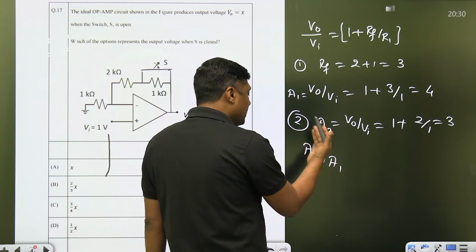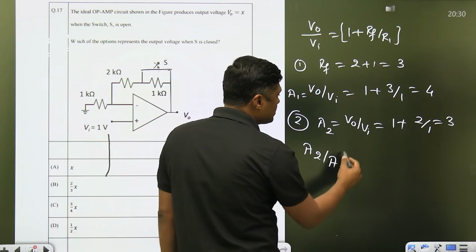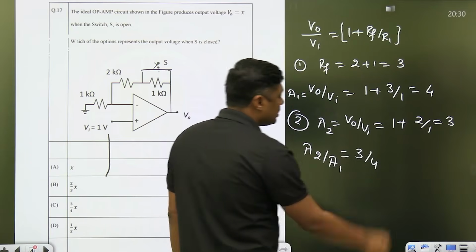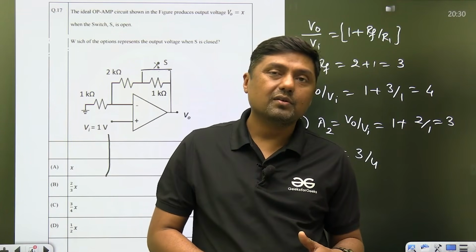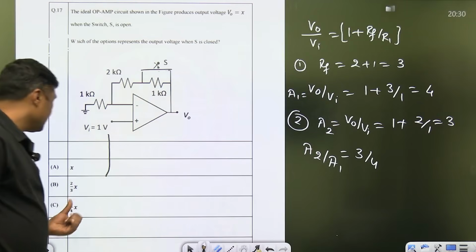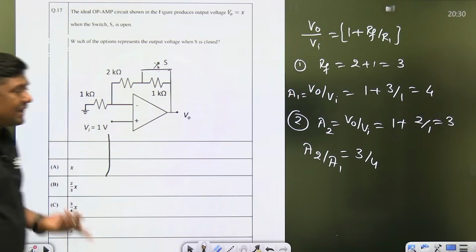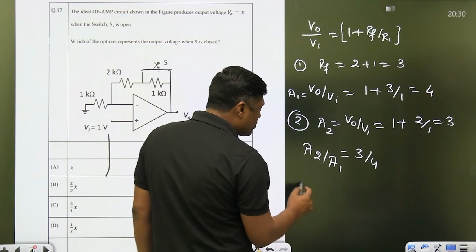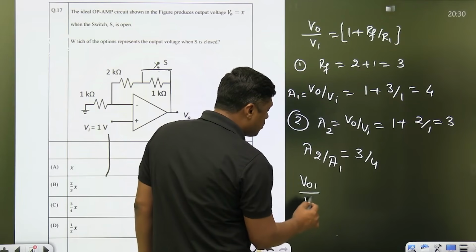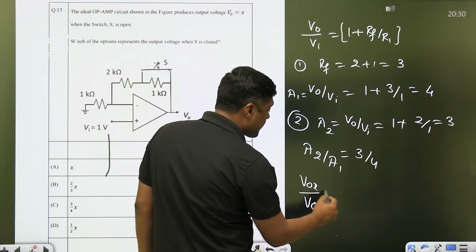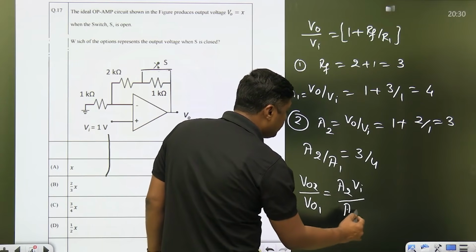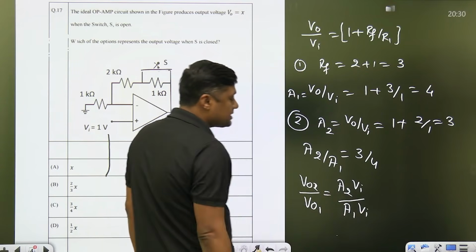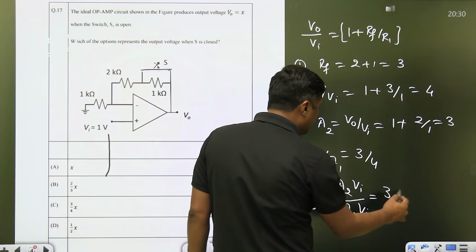So what is the ratio of the gain? The ratio of the gain A2 by A1 is 3 by 4. In the second case the gain is 3, in the first case the gain is 4, and the input is the same, 1 volt. The output in the second case and in the first case is A2 into Vi and A1 into Vi. Because in both cases the input is the same, Vi cancels, and the ratio is 3 by 4.